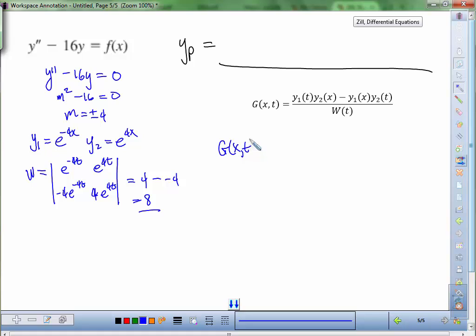Green's function is going to be e to the negative 4t times y2, which is e to the positive 4x, minus y1 of x, which is e to the negative 4x, times y2 of t, e to the positive 4t, all divided by 8.